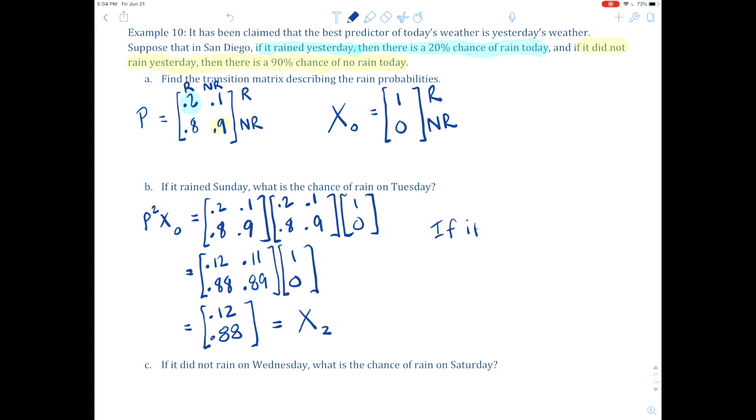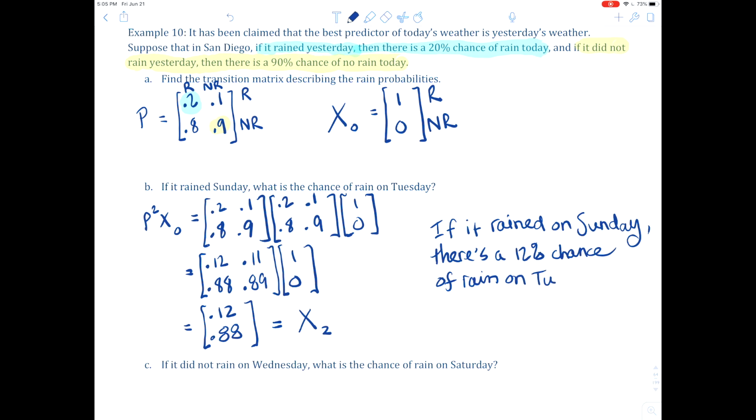So if it rained on Sunday, there's a 12% chance of rain on Tuesday. Cool, cool?